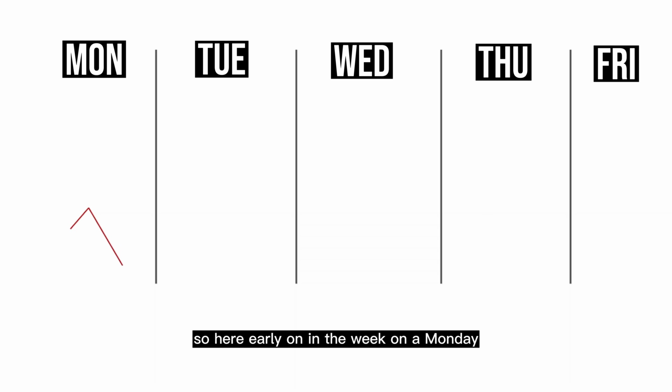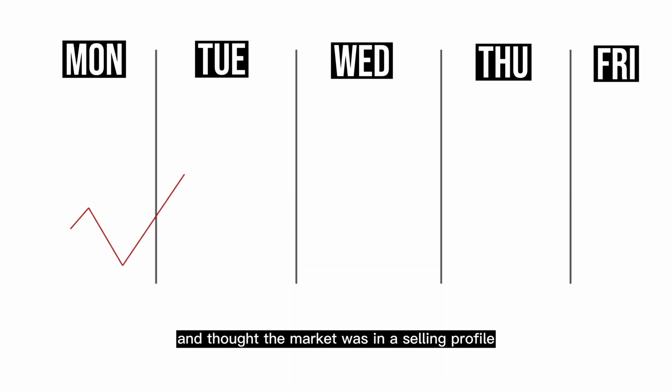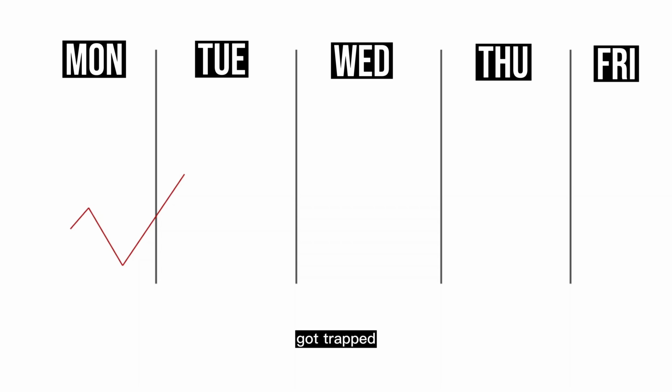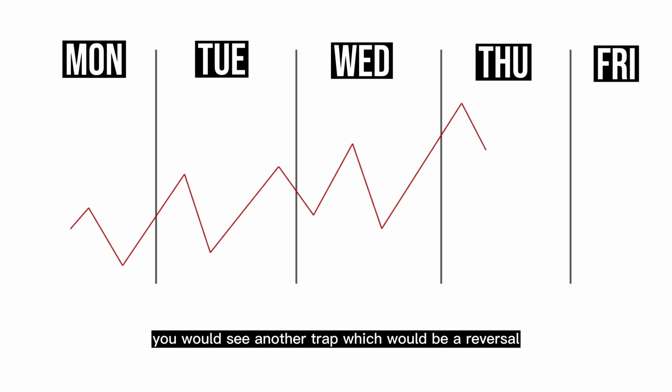So here, early on in the week on a Monday, you see an aggressive drop and price expands. What does that mean? That means all the sellers have been trapped. Anybody that wanted to sell and thought the market was in a selling profile got trapped. And as the days go on, these sellers have not been released yet. Price did not approach that area again, did not release their stop losses. So these sellers are trapped. So as the end of the week comes, which is Thursday and Friday, you would see another trap, which would be a reversal.